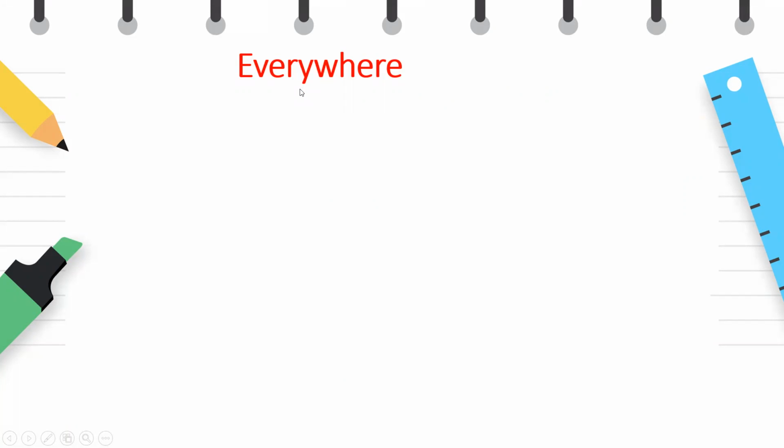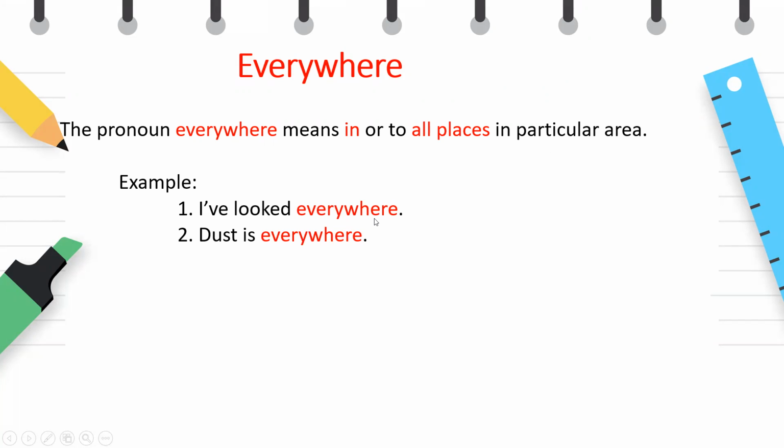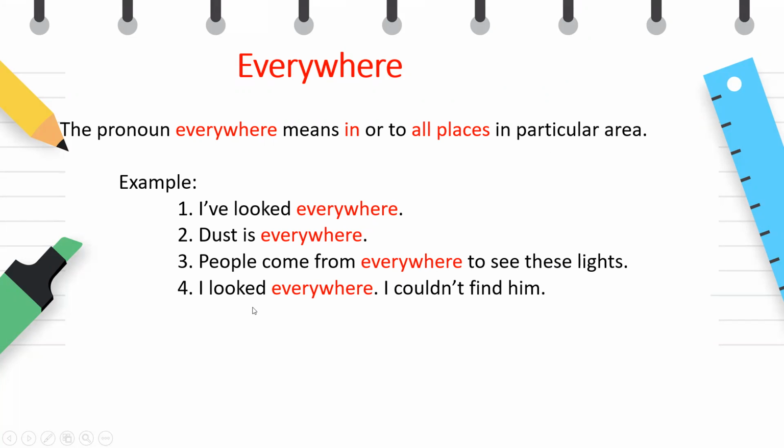Let's go on to everywhere. The pronoun everywhere means in or to all places in a particular area. For example, I've looked everywhere. Dust is everywhere. People come from everywhere to see these lights. I looked everywhere. I couldn't find him.